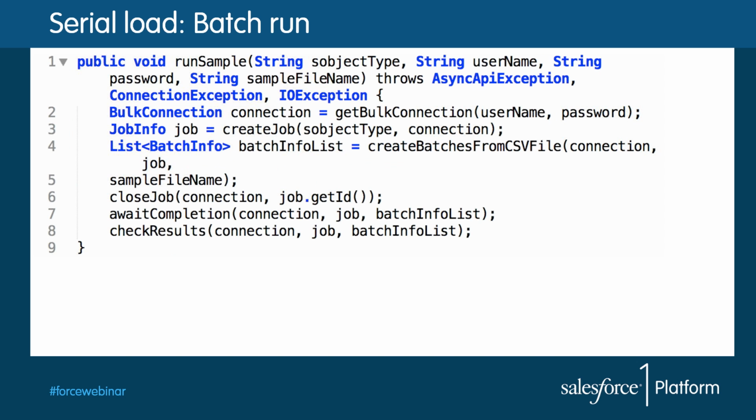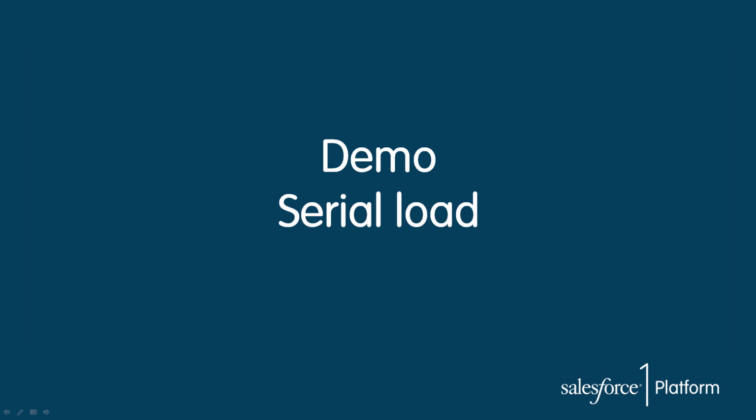Now let's have a quick look at the actual job itself. What we do here is we load this job up, and then we tell it to process all these jobs, and we wait for them to finish, and then we check the results. And that's how it works. So let's have a quick look at the demo serial example.